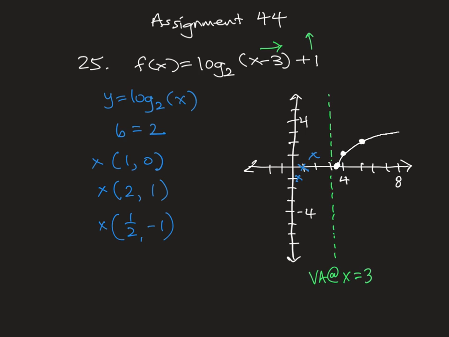So this side does keep going up and up and up, but really slowly. And this side gets closer and closer and closer to that vertical asymptote without touching or crossing it.